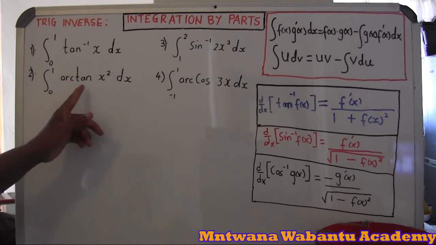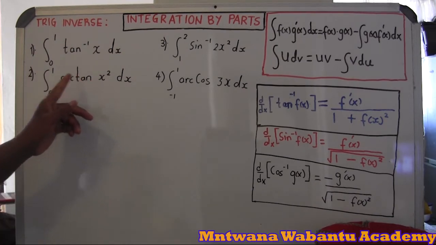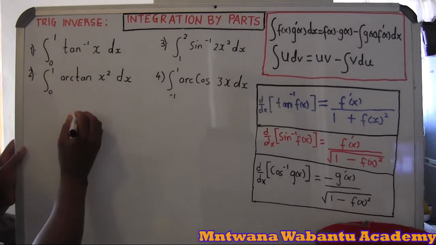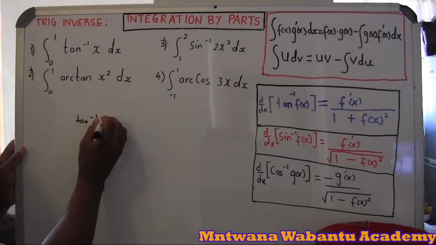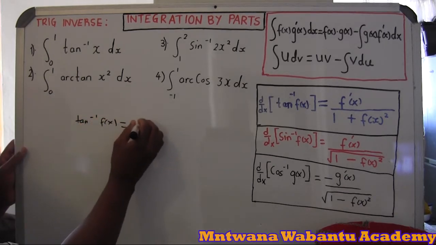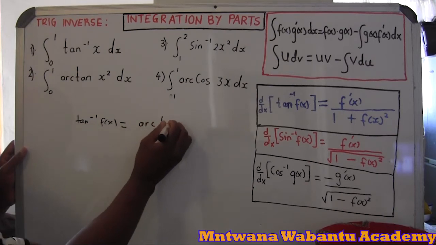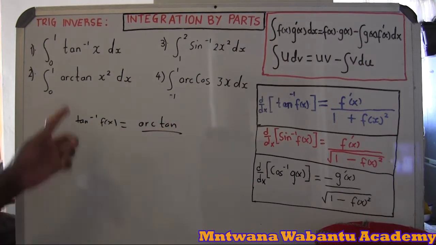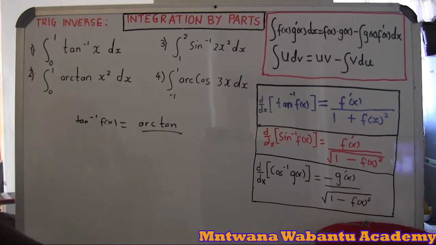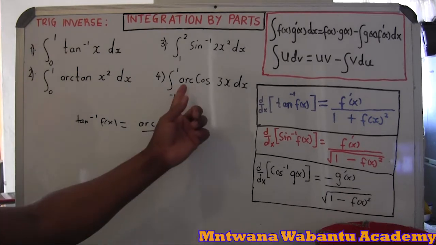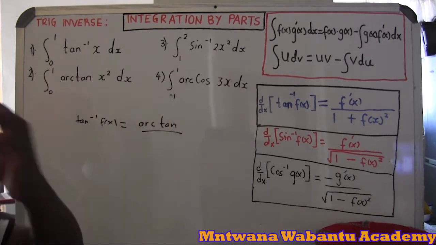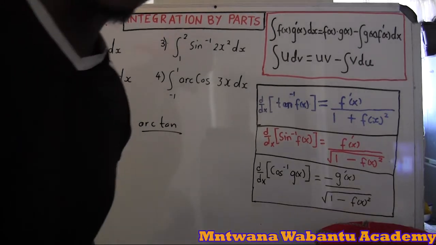inverse. So when you say arctan and tan inverse, it means the same thing: tan inverse of whatever function you have. If somebody says arctan x squared, it means tan inverse of x squared. Same here, tan inverse of cos 3x. So now let's get started without wasting time.